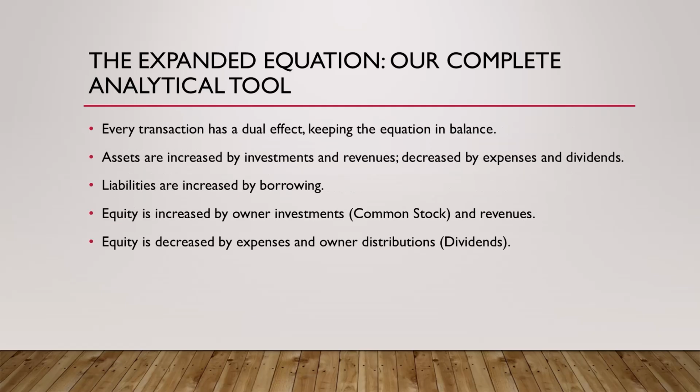So, here is our complete analytical tool. Remember that every transaction has a dual effect that keeps the equation in balance. Assets are increased by investments from owners and revenues earned, and they are decreased by expenses and dividend payments. Liabilities are increased by borrowing. And finally, equity is increased by owner investments and revenues, and it is decreased by expenses and dividend distributions.